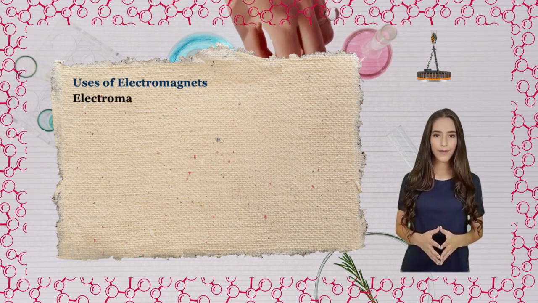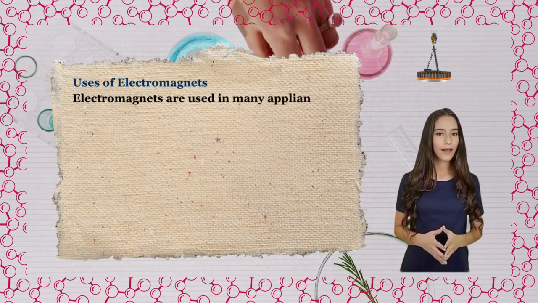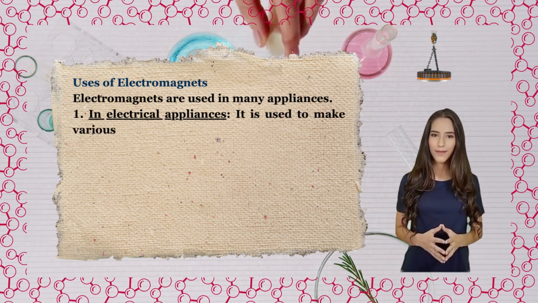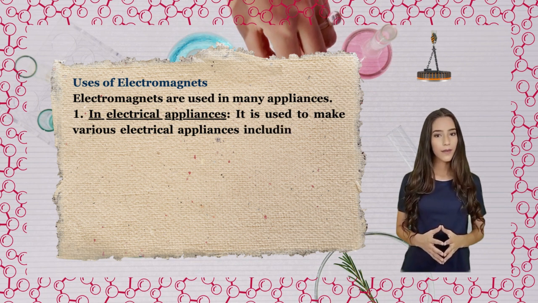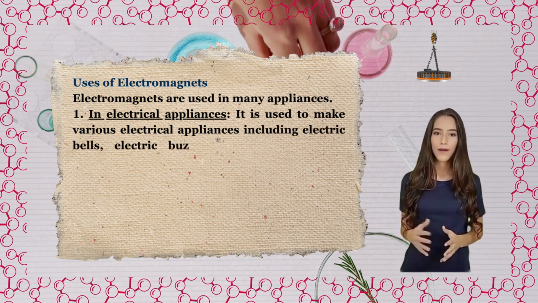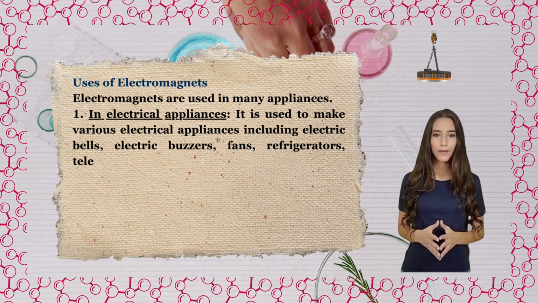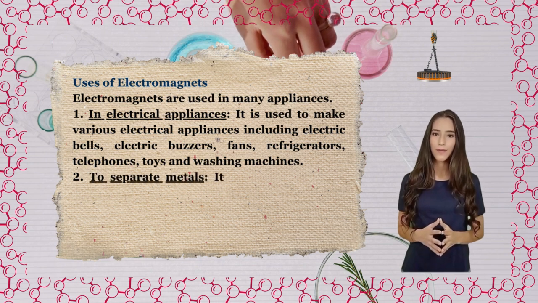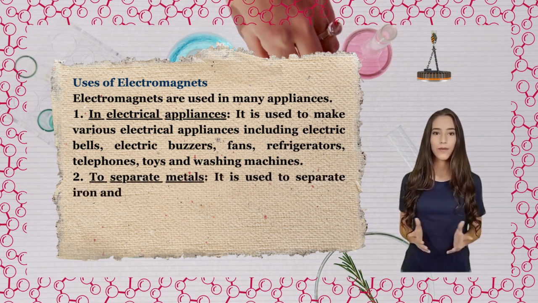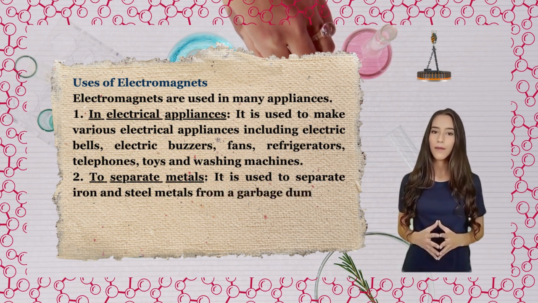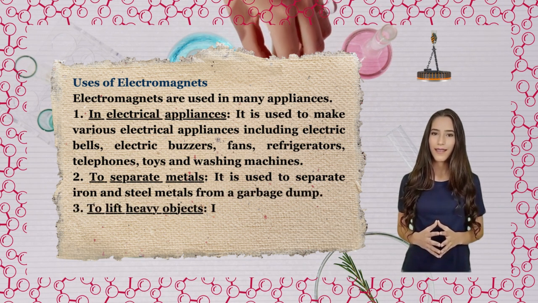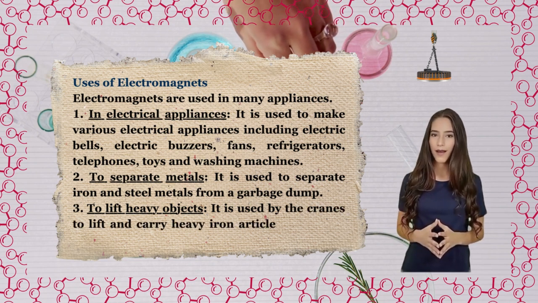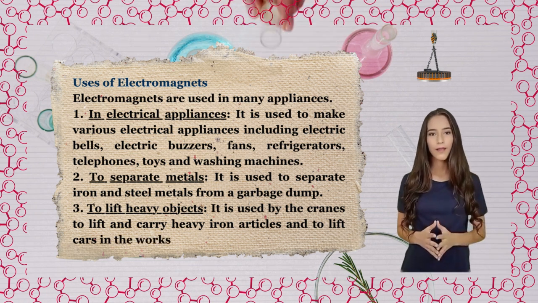Uses of electromagnets. Electromagnets are used in many appliances. 1. In electrical appliances, it is used to make various electrical appliances including electric bells, electric buzzers, fans, refrigerators, telephones, toys and washing machines. 2. To separate metals, it is used to separate iron and steel metals from a garbage dump. 3. To lift heavy objects, it is used by the cranes to lift and carry heavy iron articles and to lift cars in the workshops.